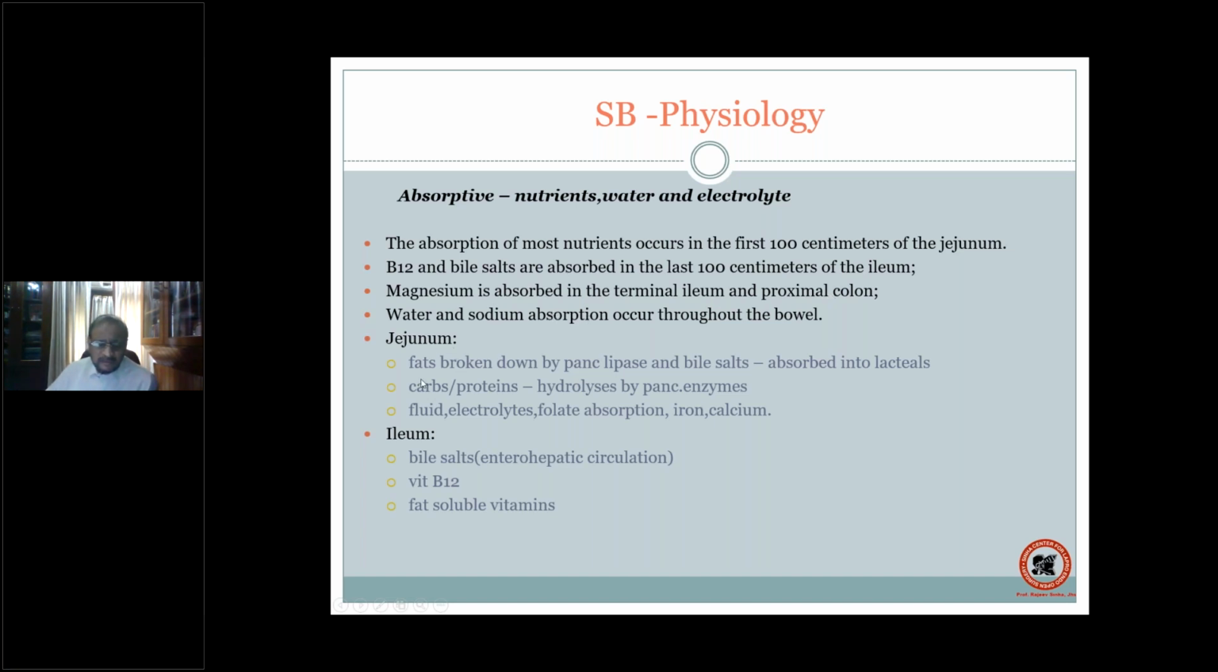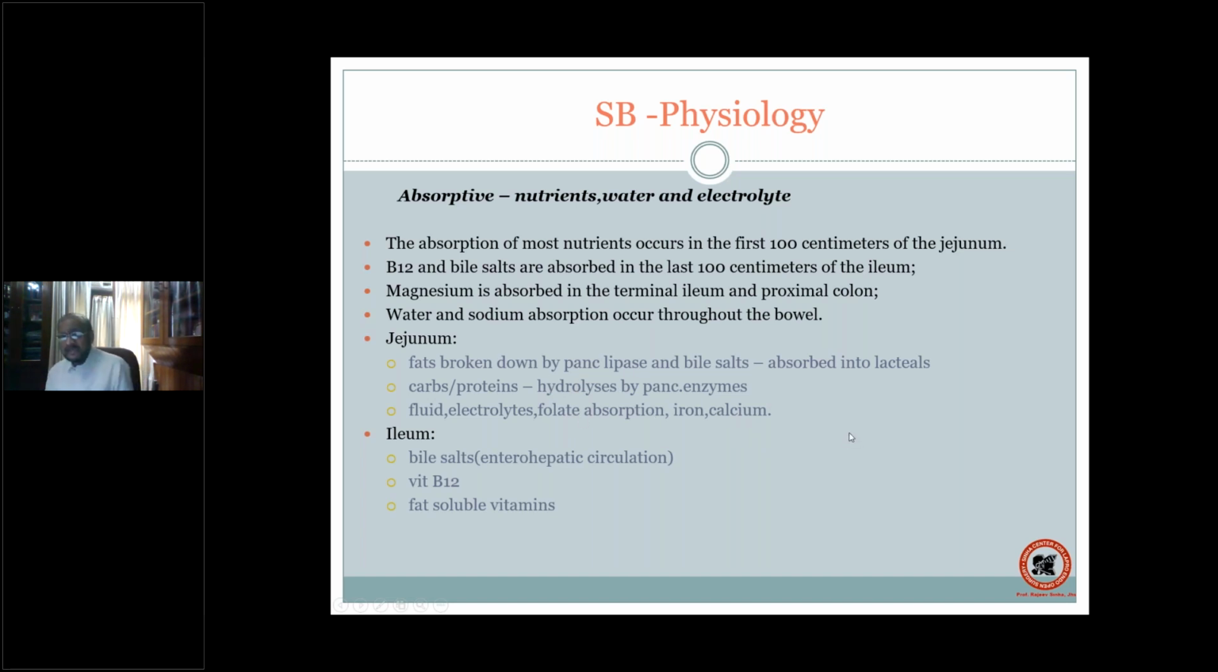If you look at the differential, the jejunum has fats absorption, which are broken down by the pancreatic lipase and bile salts, and then absorbed into the lacteals of jejunum. Carbohydrates, proteins are hydrolyzed by pancreatic enzymes and then absorbed in the jejunum. Fluid, electrolytes, folate absorption is important. Iron absorption is important. Calcium absorption. These three are important parts to be absorbed in jejunum.